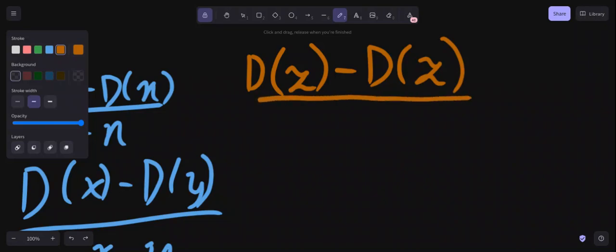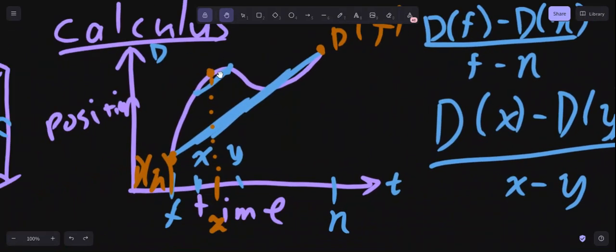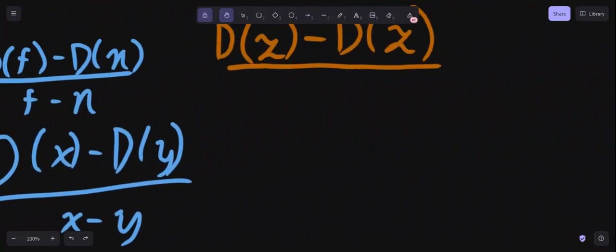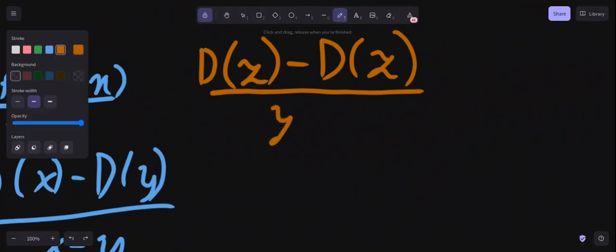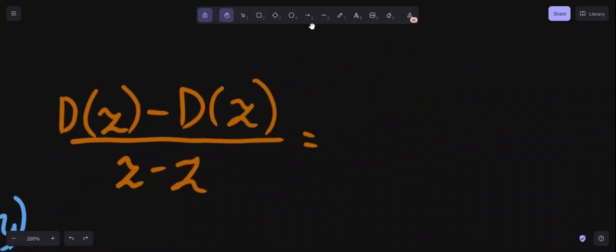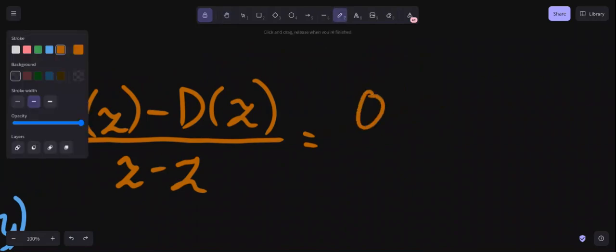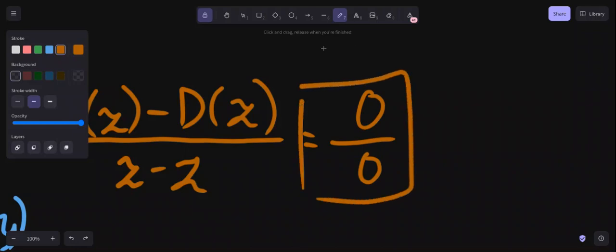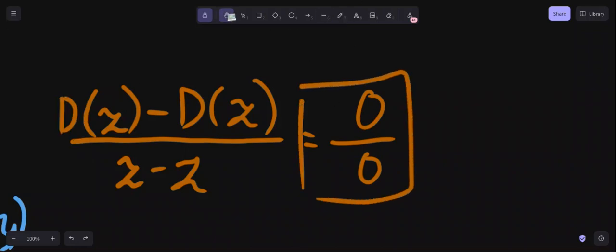And then from that, again, some idea, we're not really moving, we're just a single point, so our t value rather is just always going to be z. So we could do z minus z, which is equal to what? Well, d of z minus d of z is going to be 0, and z minus z is going to be 0. So here we're running into a problem of dividing by 0.